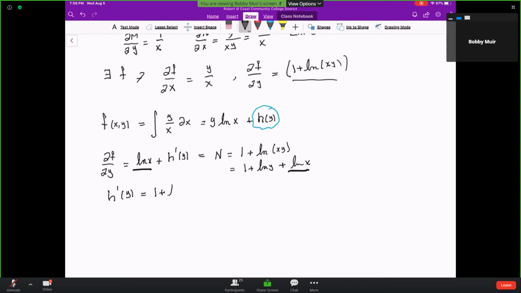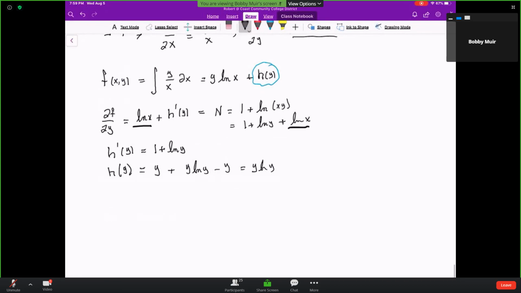1 plus the natural log of y. So that means that h of y is going to be this integral y plus y natural log y minus y, like so. That's the integral, right? The integral of log x is x log x minus x. Somebody check me on that.